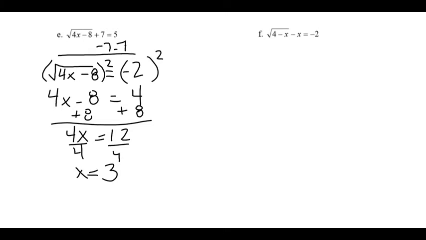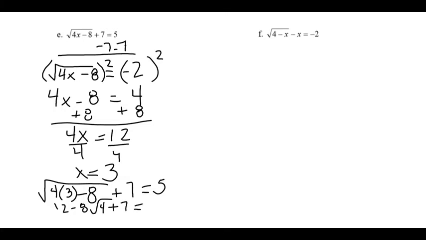Now when I plug it back in up here, we're going to do 4 times 3 minus 8 plus 7 and see if we get 5. 4 times 3 is 12. 12 minus 8 is 4. The square root of 4 plus 7 is 2 plus 7. It gives me 9, not 5. So even though x equals 3 solved my equation, it is an extraneous solution to the equation. So for us, because it doesn't equal 5 when we plug it back in, we're going to say no solution because the 3 does not work.